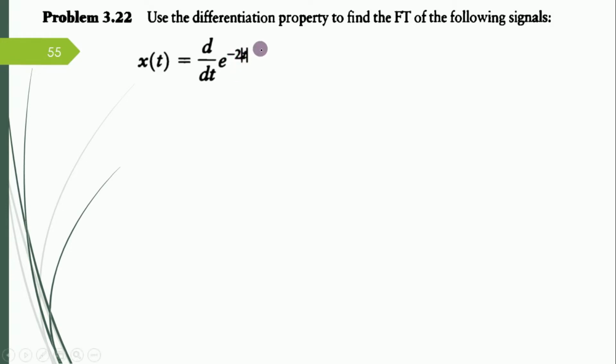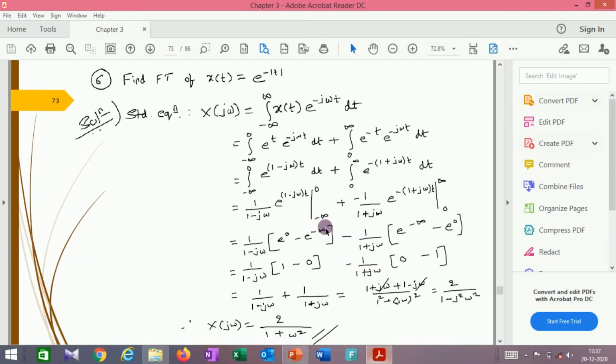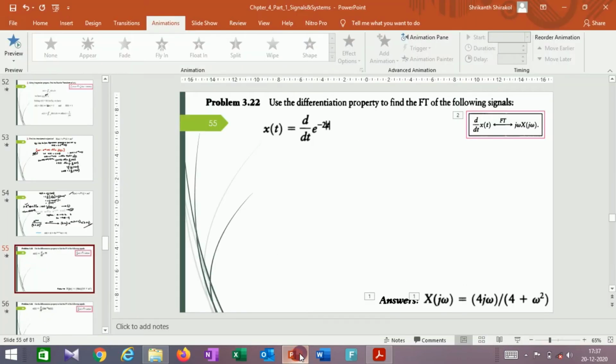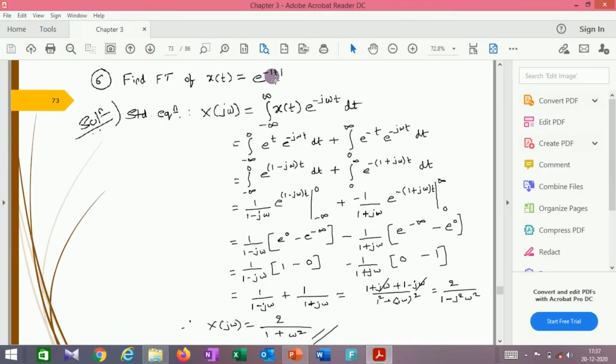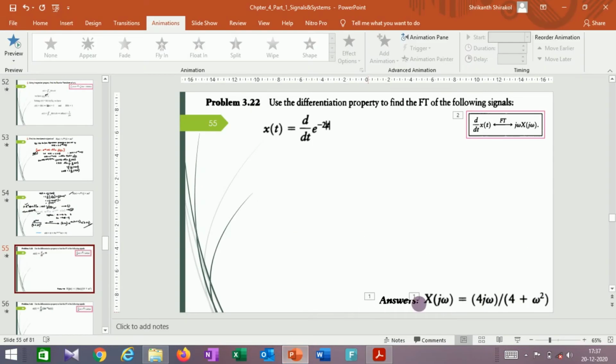So let me show it. In chapter 3, I have just opened the chapter 3 PPT. So we had solved it here. x of t equal to e raised to minus mod t. We have to take its Fourier transform. We could solve it and we have got 2 divided by 1 plus omega square for e raised to minus mod t. So I write the same thing here.